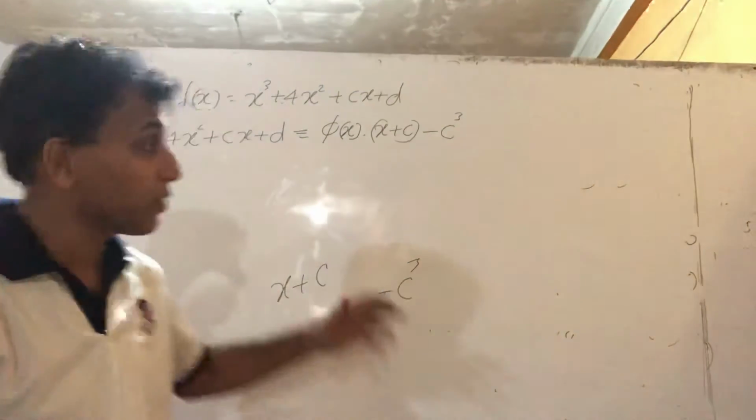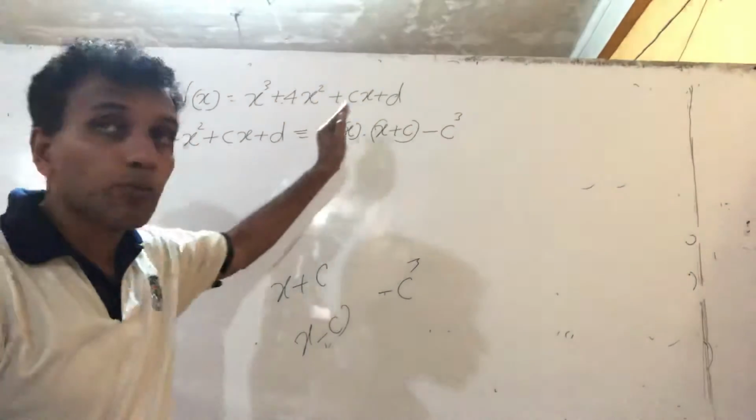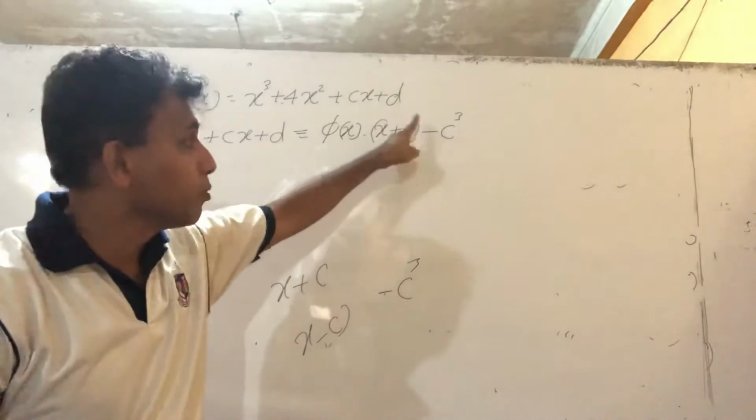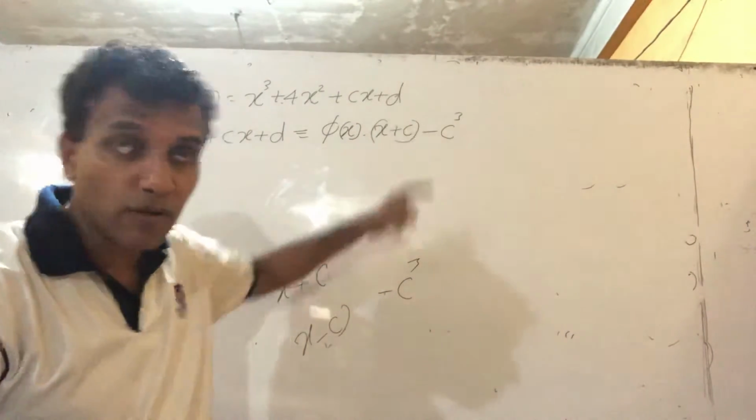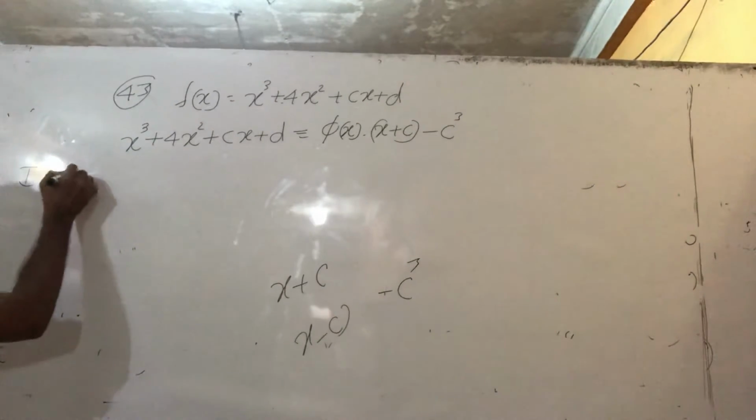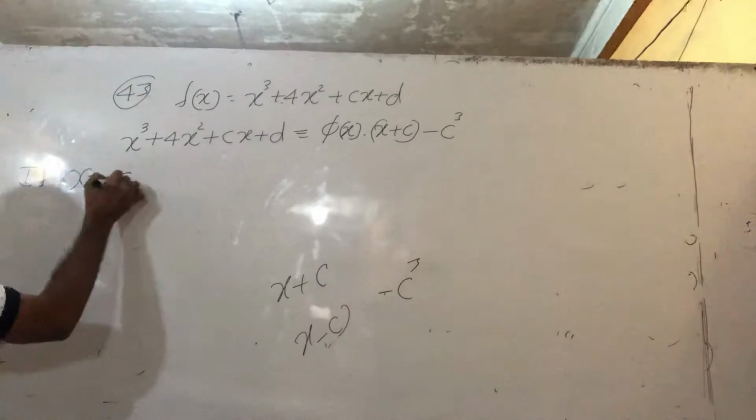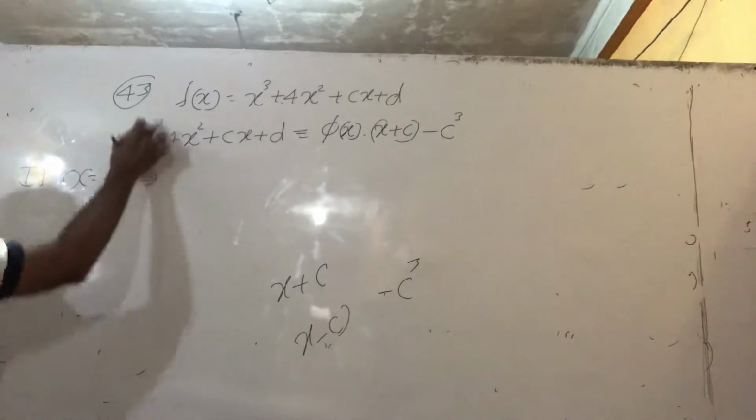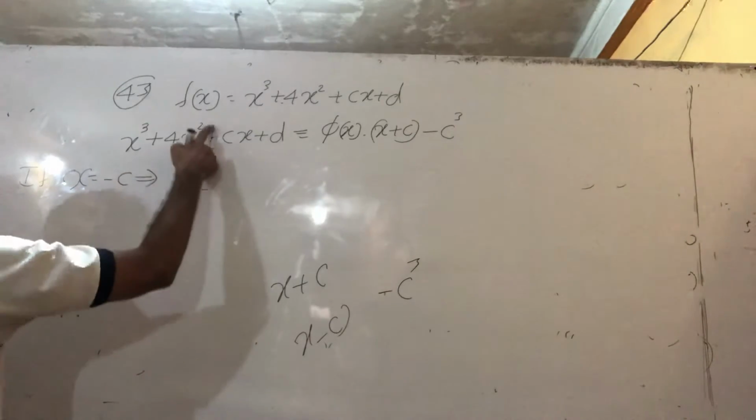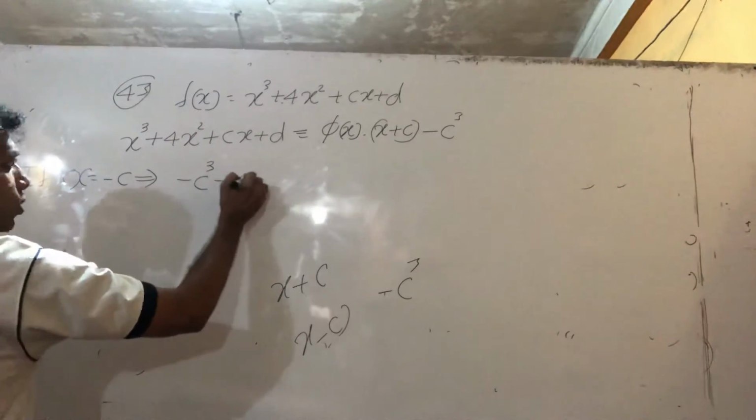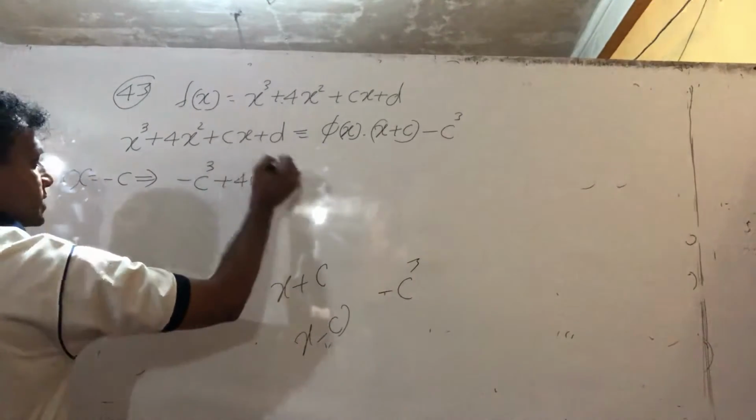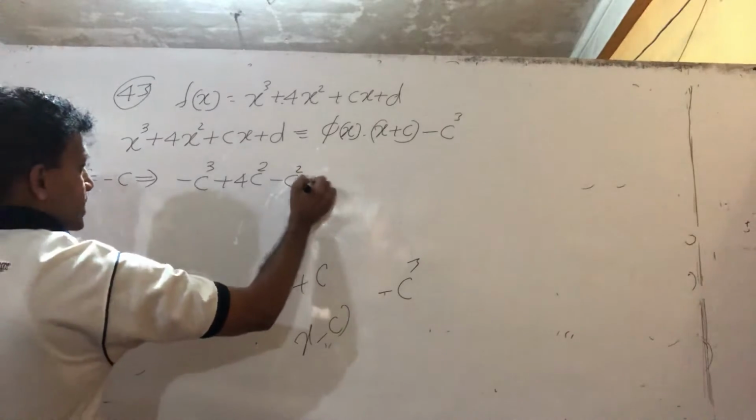We worked many problems, right? This is equal to answer into divisor plus the balance. So make this part 0. Put x for minus c, right? If x equal minus c is applied, this is minus c cube. Put x for minus c, therefore plus 4c square minus x for minus c square plus d.